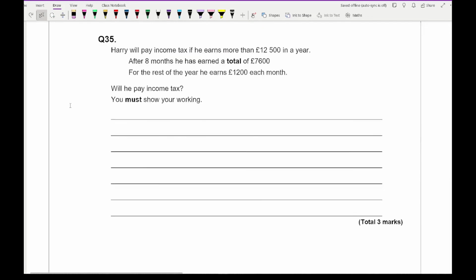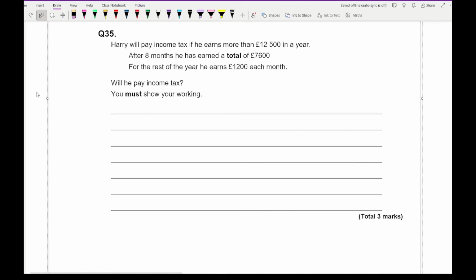Moving on to question 35, it says that Harry will pay income tax if he earns more than £12,500 in a year. After 8 months, he has earned a total of £7,600. For the rest of the year, he earns £1,200 each month. Will he pay income tax? So for this, we need to work out how much he earns over the year. So here we know that for the first 8 months, he gets £7,600.